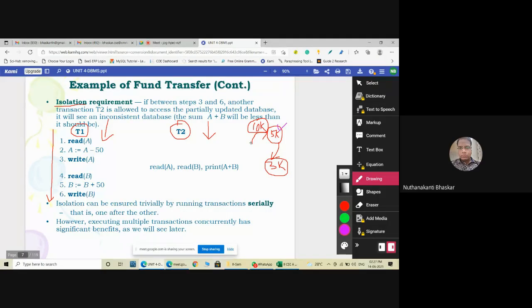If depositing is taken as the first action, then 15,000 is the balance, and from 15,000 you can withdraw 3K. Otherwise, you can withdraw first, then the deposit is done. That will be fine. That's why this transaction is not depending on this transaction, and this transaction is not depending on this transaction.